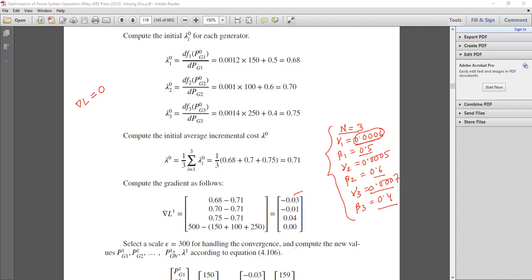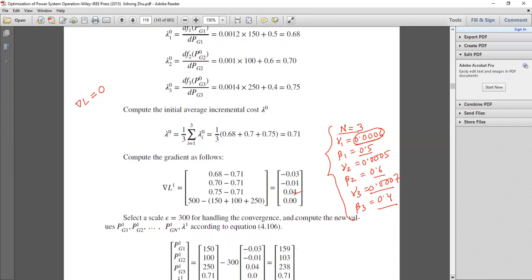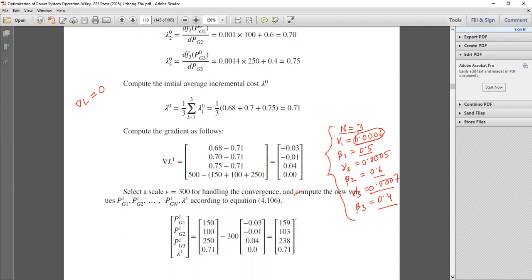And how? We have to choose an epsilon, and the epsilon chosen here is 300. That is for handling the convergence rate. Once you choose your epsilon, you have your del L1, you know your PG0. That means now you are applying x of n is equal to x of n minus 1 minus epsilon del L. So this equation is applied to update these values.